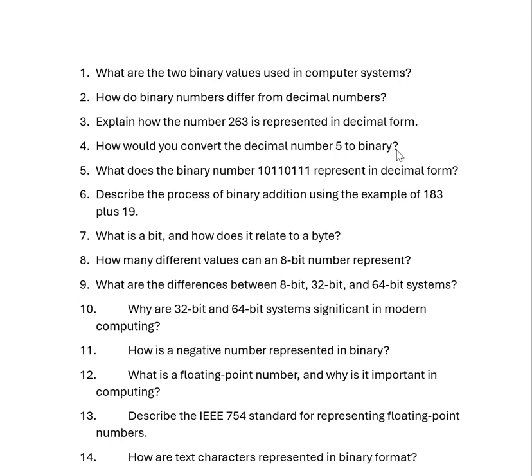Explain how the number 263 is represented in decimal form. Since 263 is already in decimal, it remains 263. The decimal system uses powers of 10 to assign place value to each digit.